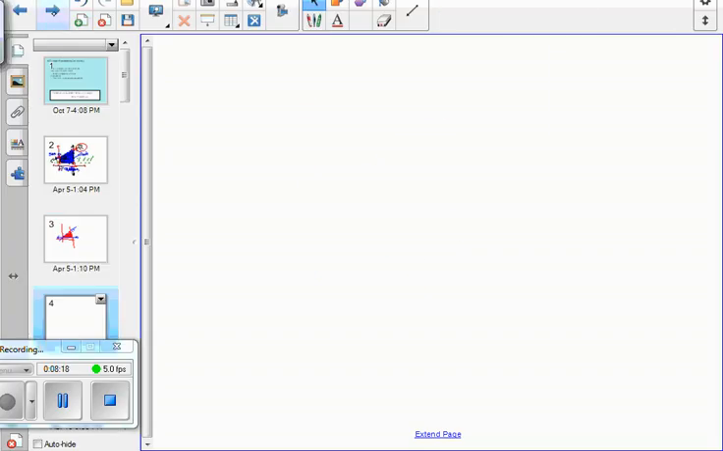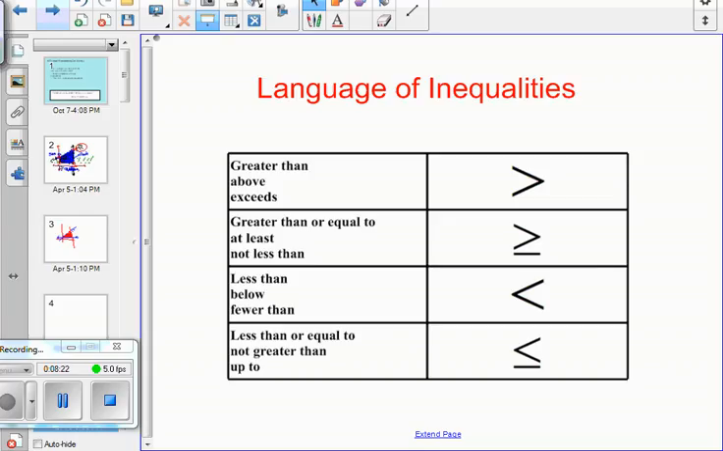Everybody flip to this slide here. If I say greater than, you know that's a greater than sign. But what if I say more than? Isn't that pretty much the same thing? Yeah. Or above also means the same thing. So if any of these words appear, you should use that symbol. Later, when we're translating and saying Bob can make no more than 12 CD players, with CD players as X, you have to be able to translate that.